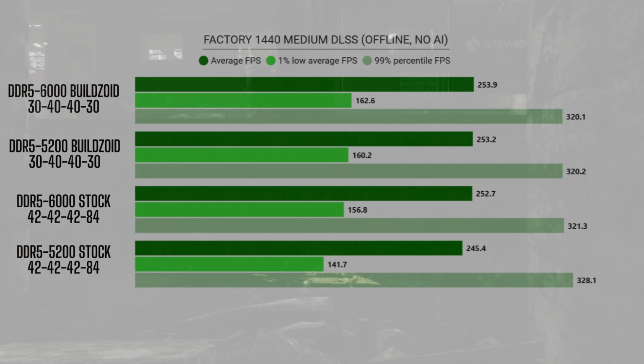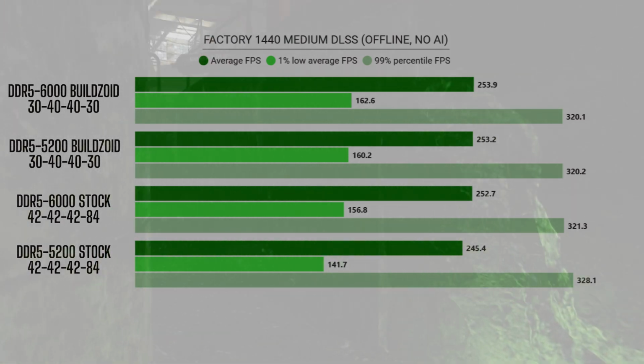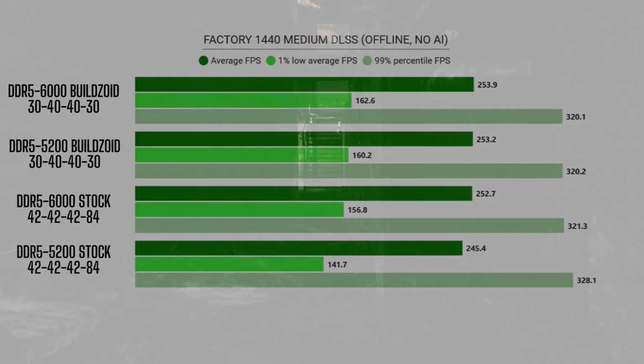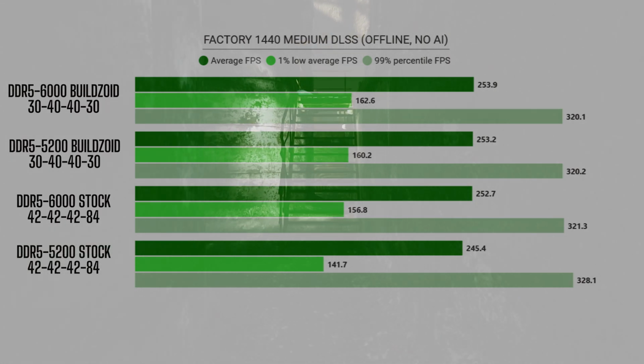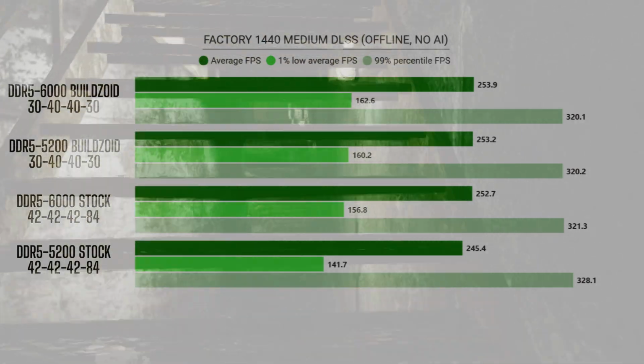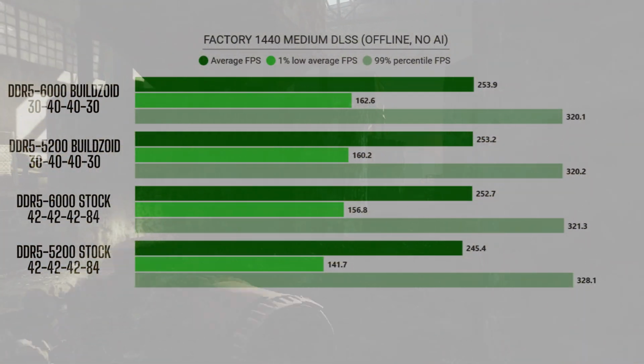Then I tried 5200 CL30 with BuildZoid timings. Shout out to BuildZoid. I've got a link for the video I used in the description. The guy is an absolute genius. Go check him out. And 6000 CL30, again with BuildZoid timings to compare performance with tuned subtimings.